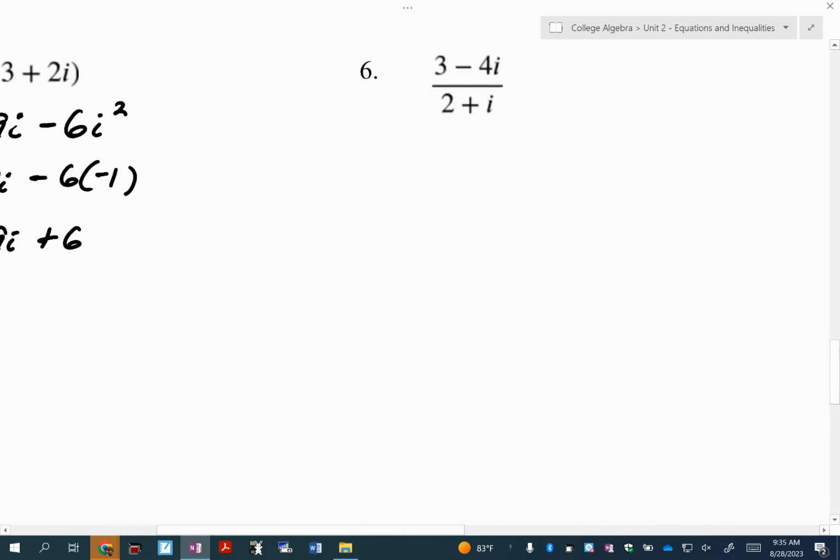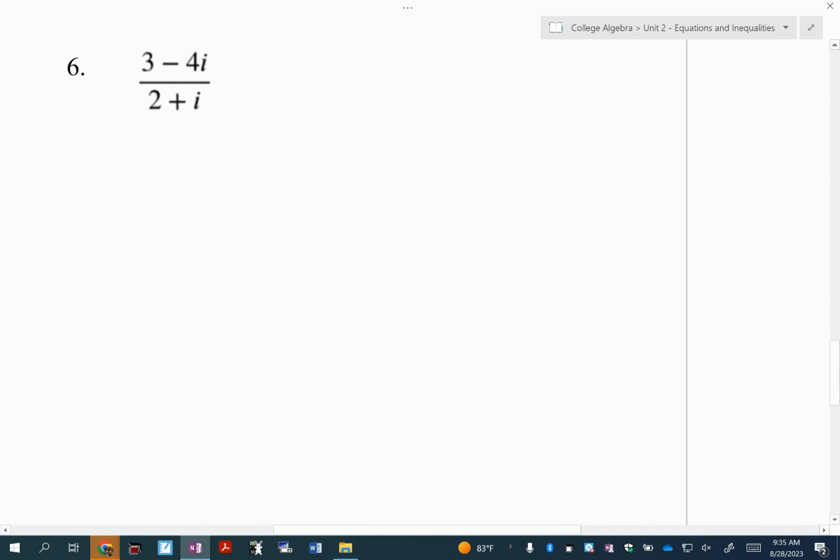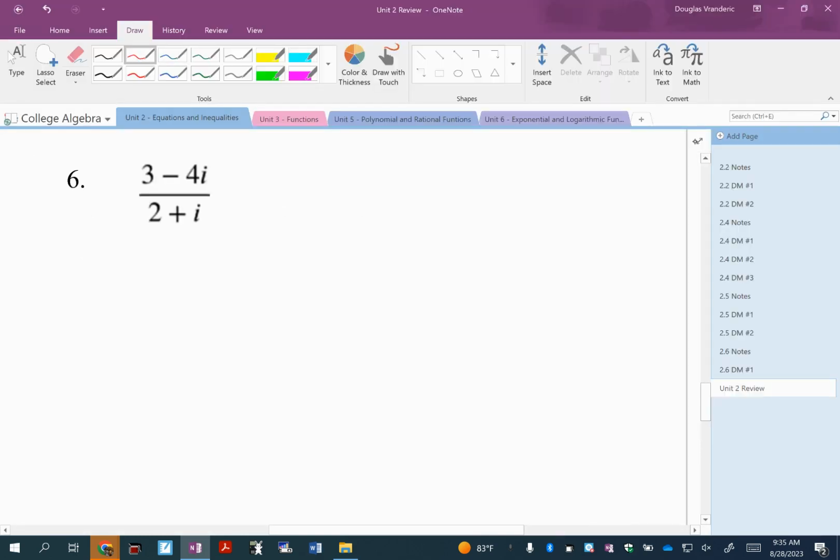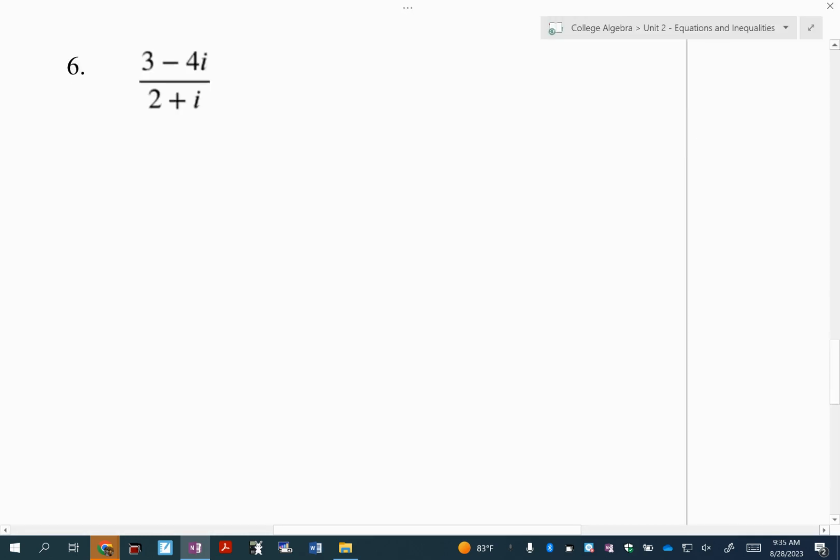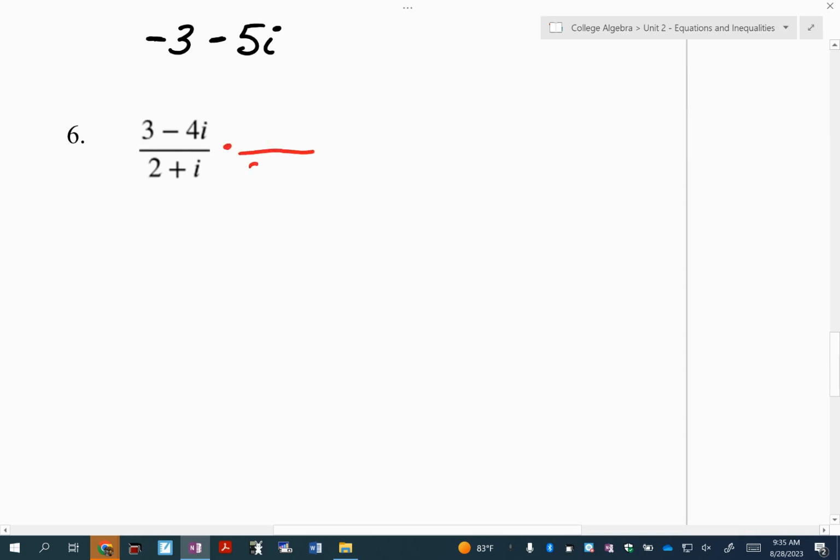All right, so division is very similar to what we just did with multiplication. The only difference is I first need to write down my conjugate of my denominator. And my conjugate of 2 plus i is going to be 2 minus i. If I do that, when I multiply my two denominators together, I will get rid of my imaginary pieces. All right, so do the same thing to the top.